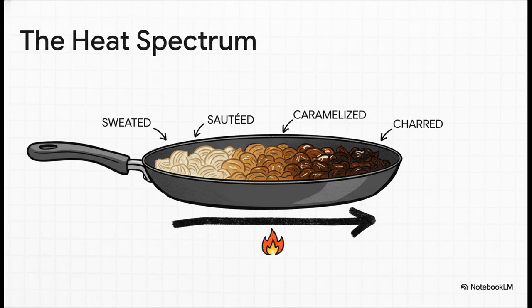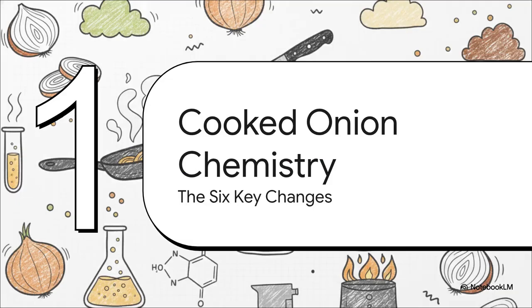You can stop anywhere along the spectrum to get exactly the result you want, moving from mild and sweet all the way to smoky and incredibly complex. Let's break down the 6 specific changes, both physical and chemical, that happen when you start heating onions. Understanding these reactions is the absolute key to mastering every single level on that heat spectrum.